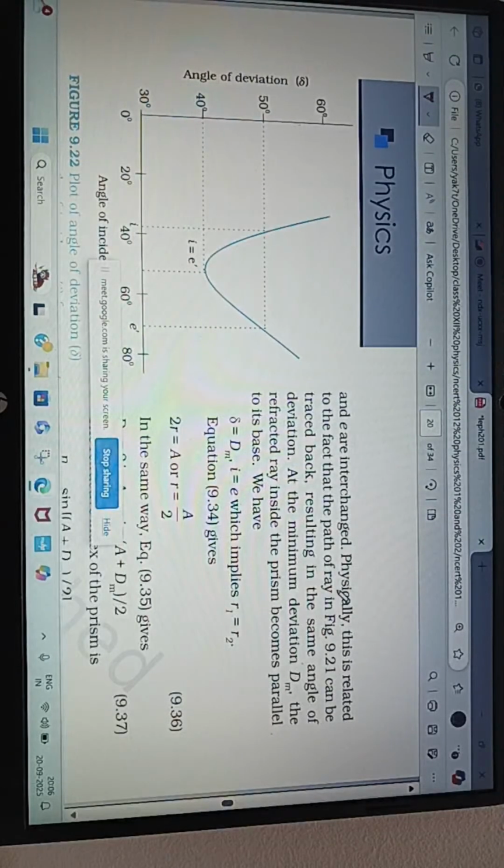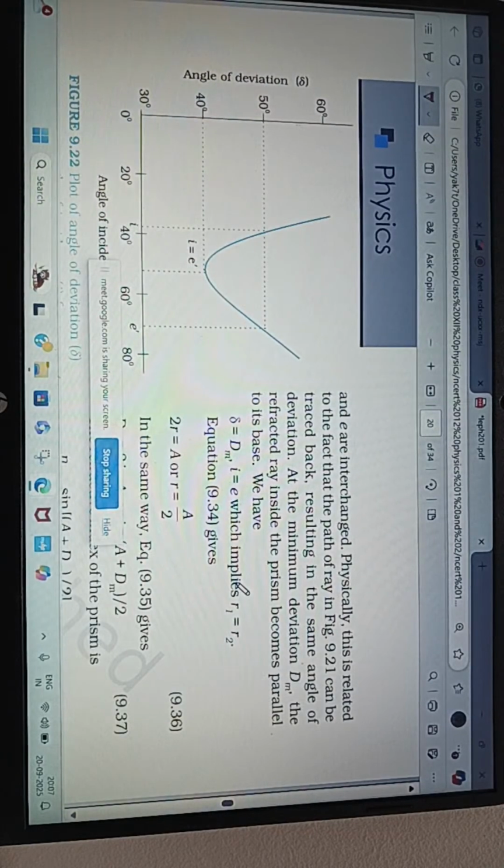Read. Physically, this is related to the fact that the path of the ray in figure 9.21 can be traced back, resulting in the same angle of deviation. At the minimum deviation, dm, the refracted ray inside the prism becomes parallel to its base. We have delta is equal to dm, i is equal to e, which implies that r1 is equal to r2, 2r is equal to A, or r is equal to A by 2.